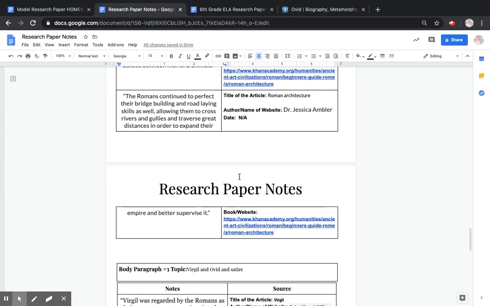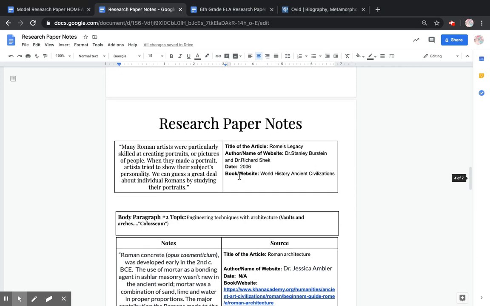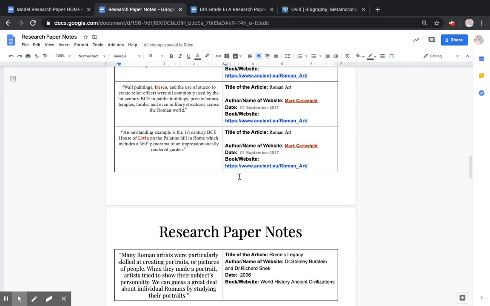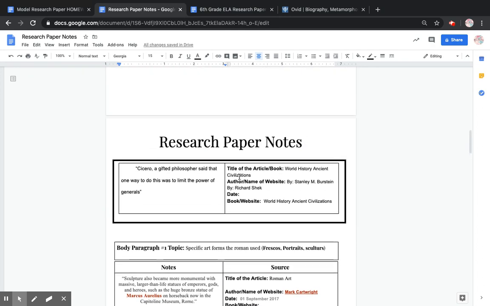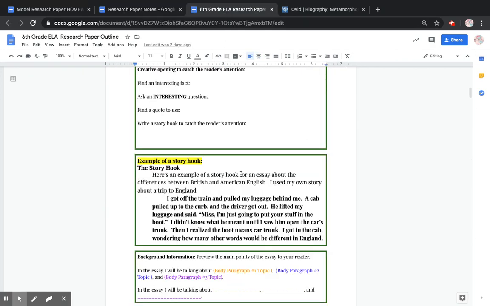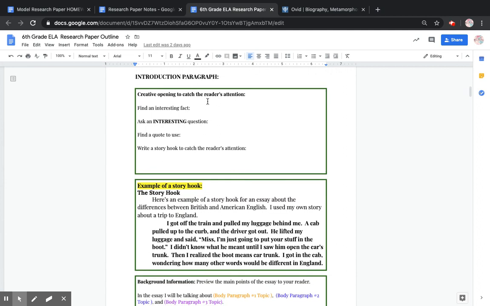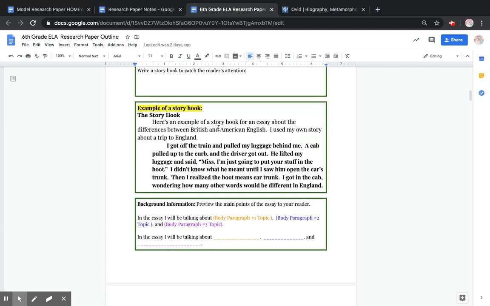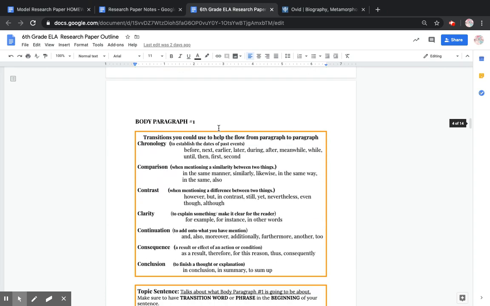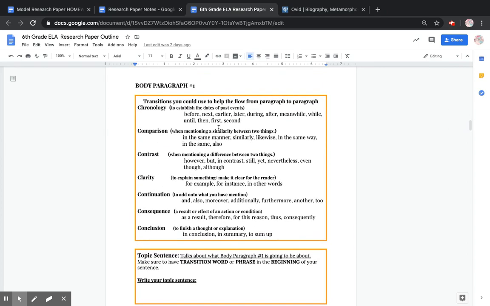So now what I've done is I've done all my notes. I've done notes on what I want to include in my research paper. So the next step that I would do is go to my outline. So I have my introductory paragraph here. I could go in order, or I could go straight to my body paragraph.